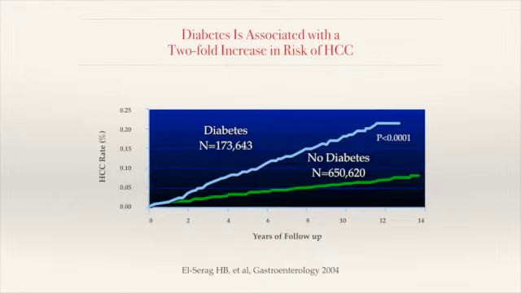So what we've done is a cohort study, which means we took patients with diabetes, patients without diabetes, everyone with no liver disease, and followed them over time for almost 14 years. A very large number of patients with diabetes, 173,000, 4 times the number of controls. And as you can see from this graph, the incidence of hepatocellular carcinoma is almost double among patients with diabetes compared to those without diabetes in this prospective cohort study done through the administrative database of the VA.